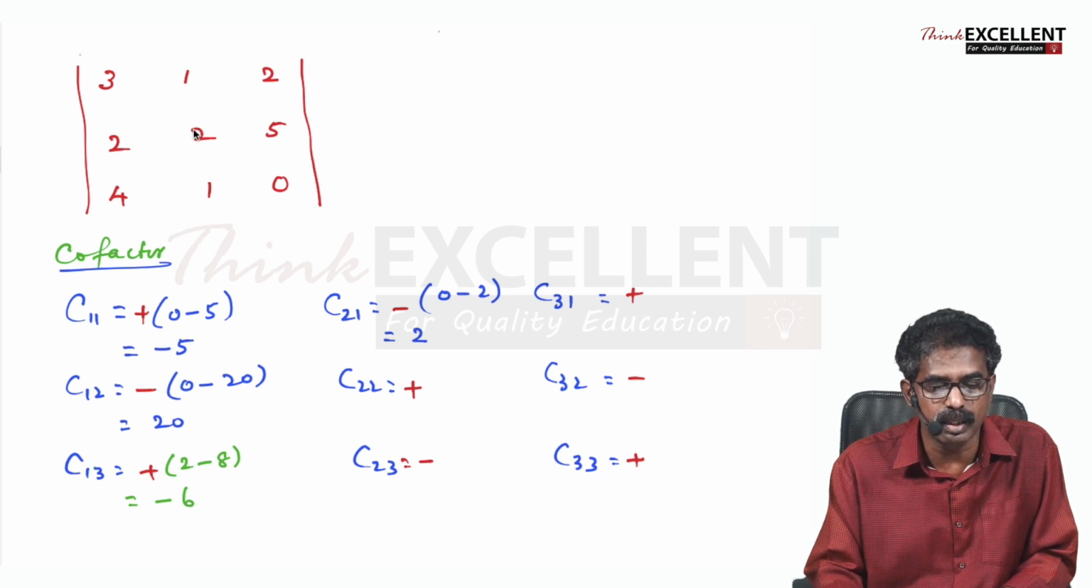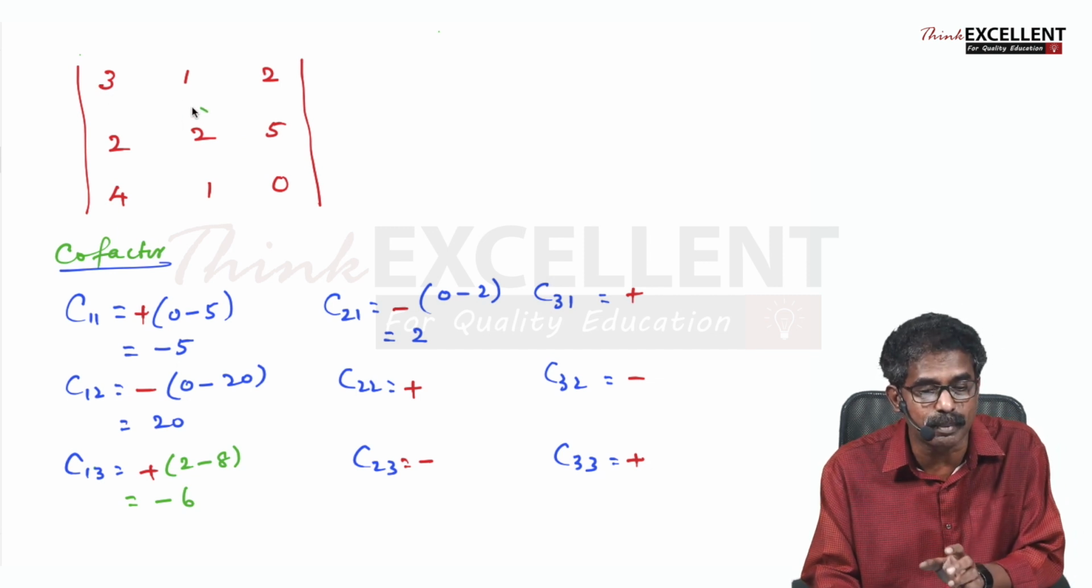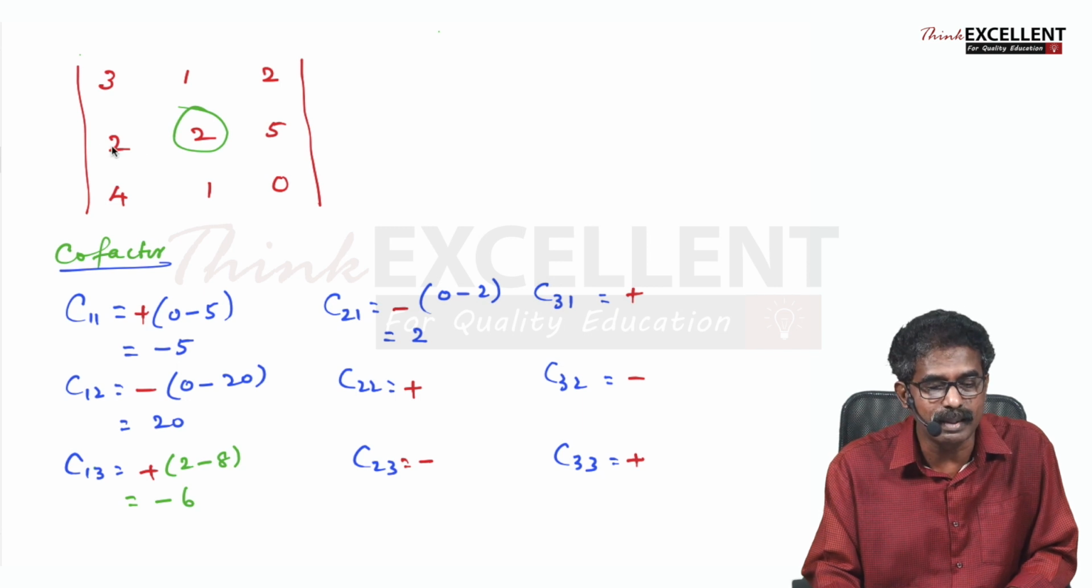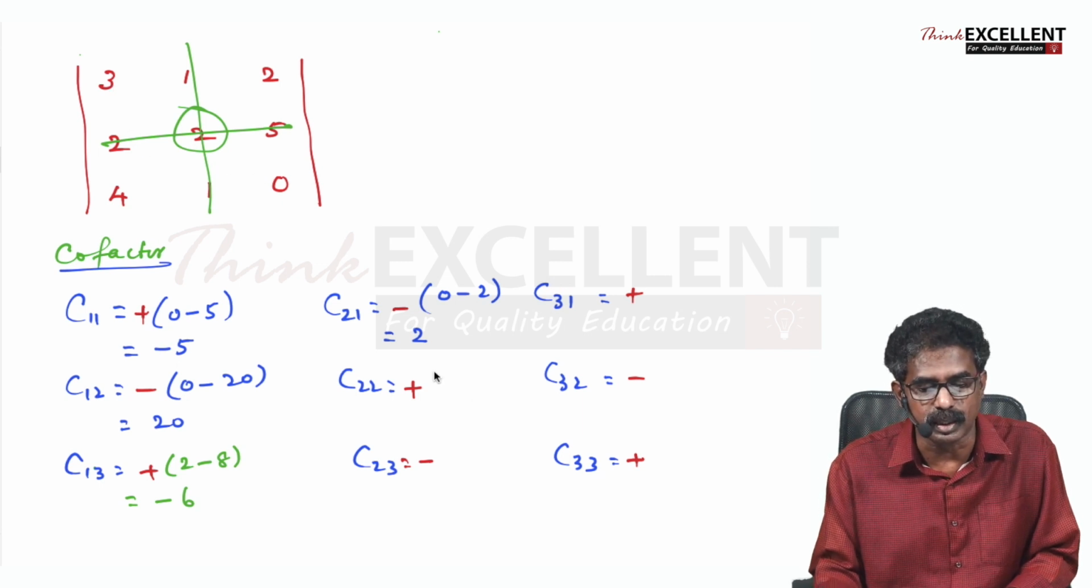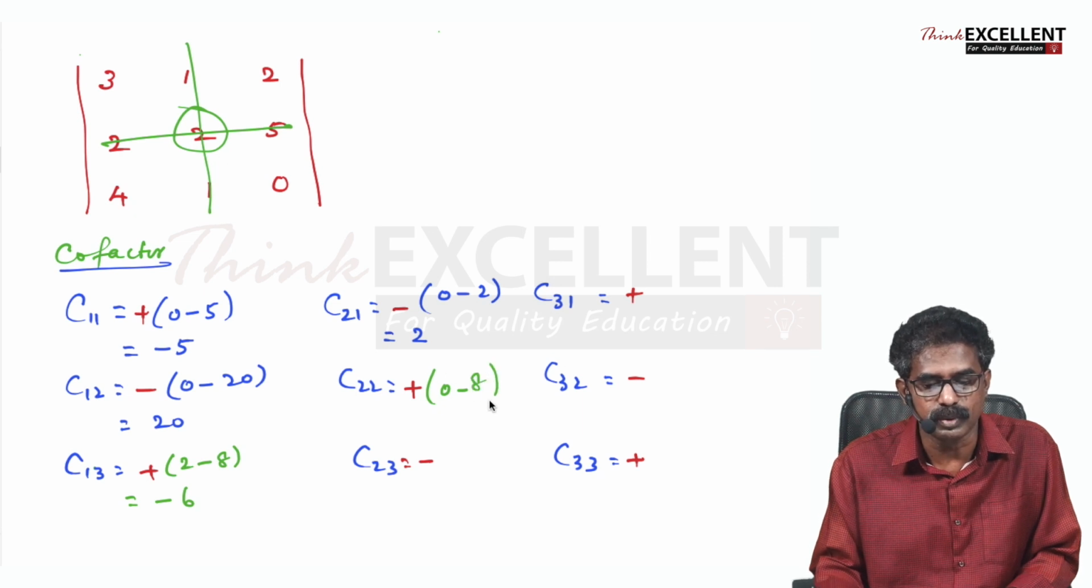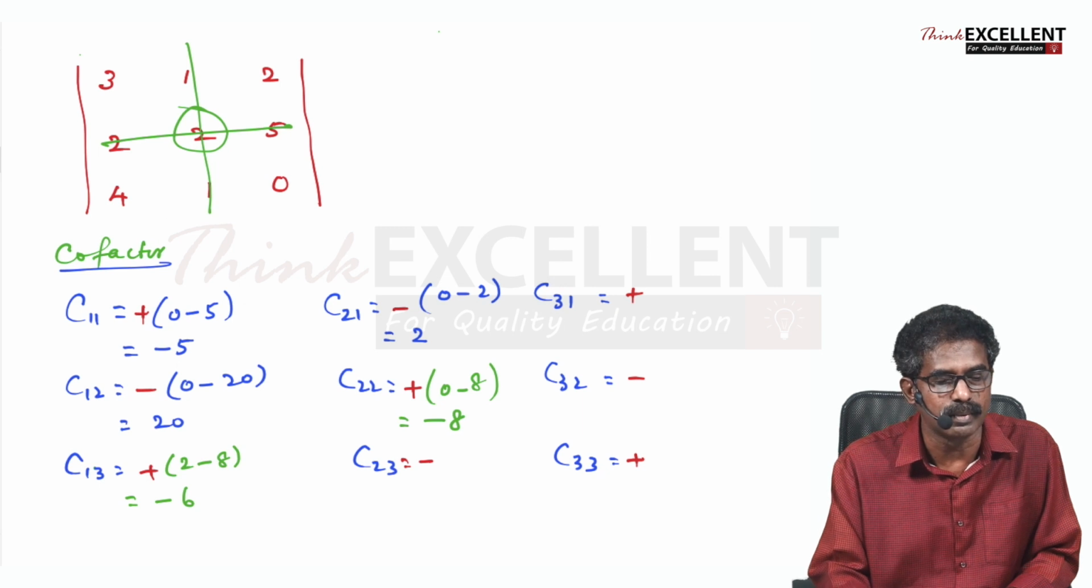Now for the next one, 2, 2. 2, 2 is the middle term, right? This one. So leave that row, leave that column. So 3, 2, 4, 0. So multiply 3 into 0, 0 minus 4 into 2, 8. So what's your answer? Minus 8, right? It is minus 8 only. Now for the next one, you try to find out.